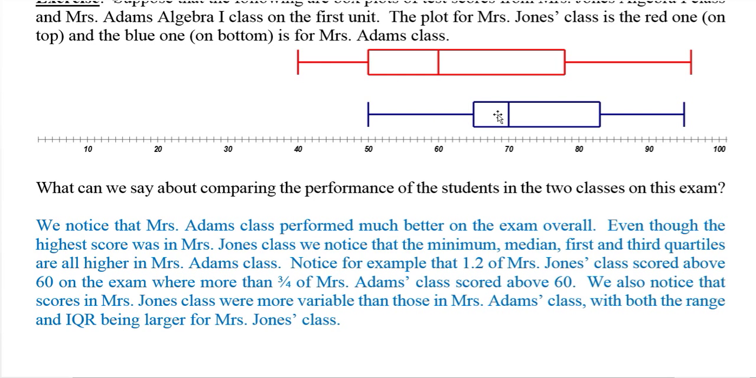And in fact, if you look at just the middle of the class, the middle 50%, we see that in Mrs. Adams' class, that middle 50% is fairly tightly packed relative to Mrs. Jones', from about 65 up to 83, I guess, whereas the middle half in Mrs. Jones' class is not only lower in general, it's much more spread out, from 50 up to 78. So we can see that Mrs. Jones' class is both more variable and has basically a lower center as well.